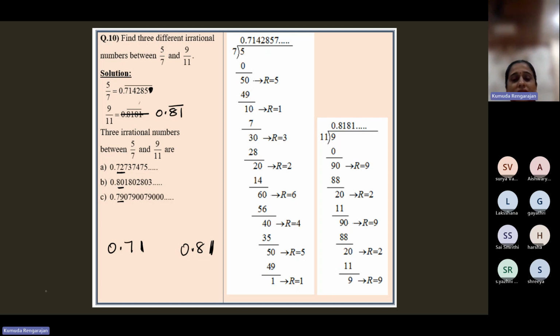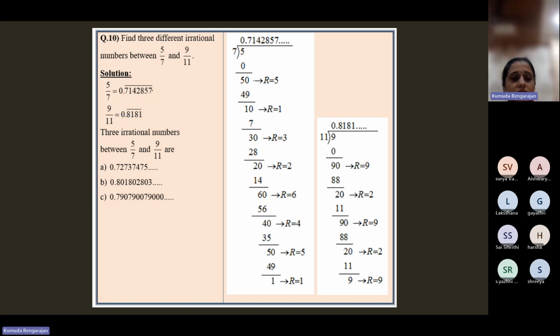I haven't completed it. So you should start like that. You can see 0.71 here. Here it is 0.81. So between 71 and 81, 0.72, 0.73, 0.74, 0.75, 0.76. You start like that. Then how do you make the decimal a non-terminating non-repeating decimal? You should not make a digit or a set of digits repeat. That's one thing. And the digits must go on forever. You should use the dots.